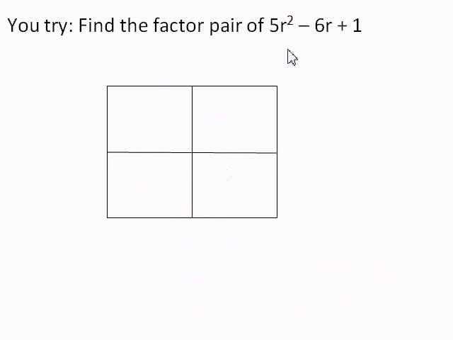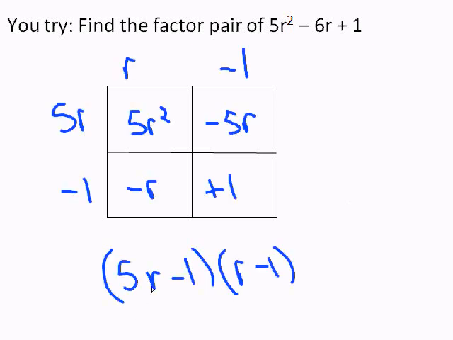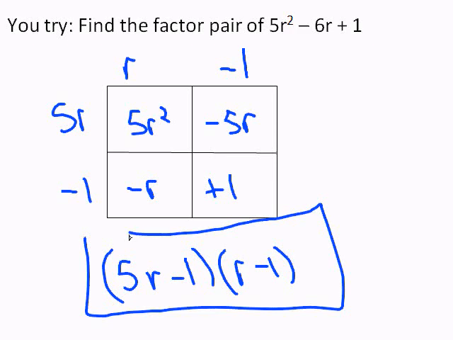Alright, go ahead and try to find the factor pair of 5r squared minus 6r plus 1, pressing pause and pressing play when you're ready to see the answer. Now this one should have been a lot more straightforward because 5r squared only had one pair of factors, 5r and r, and positive 1 could either have been 1 and 1 or negative 1, negative 1. So I got 5r minus 1 and r minus 1 as my factor pair.